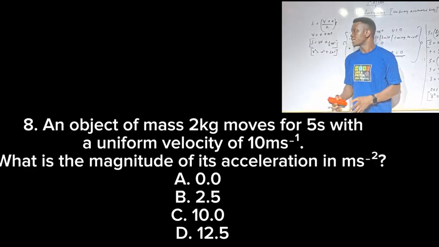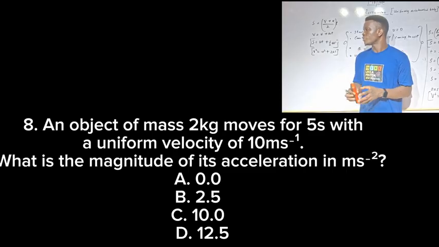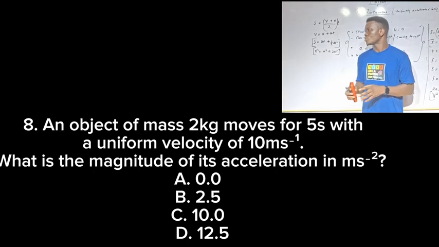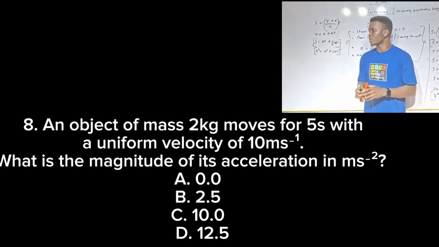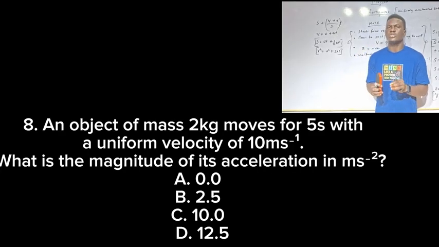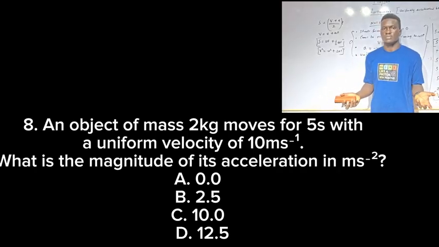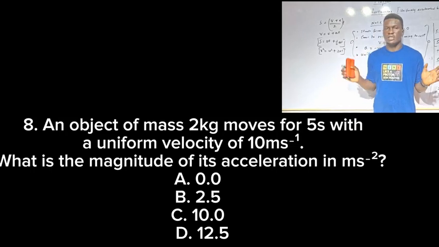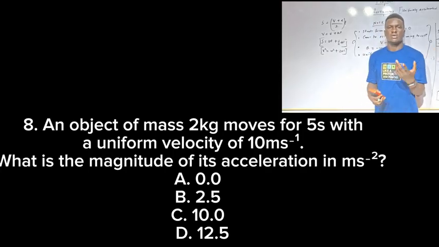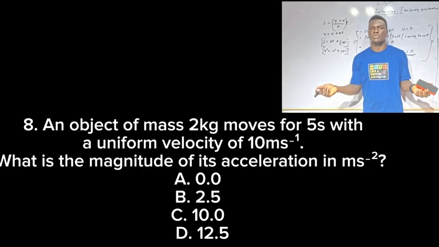Number 8 says that an object of mass 2 kg moves for 5 seconds with a uniform velocity of 10 meters per second. What is the magnitude of its acceleration in meters per second squared? The question says uniform velocity. If a body moves with uniform velocity, what is the acceleration? The acceleration is 0. So you are not solving anything. Don't get confused. The moment you see uniform velocity, your acceleration is going to be 0. If you start solving, you will just be wasting your time.